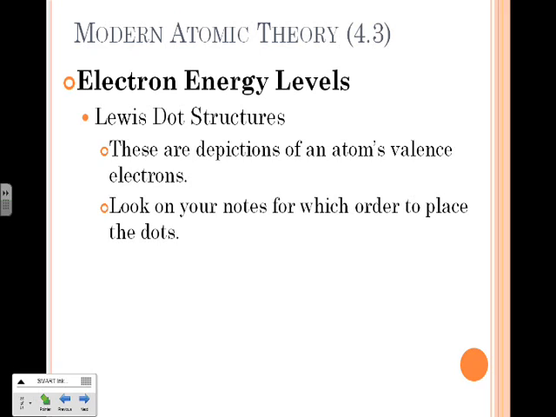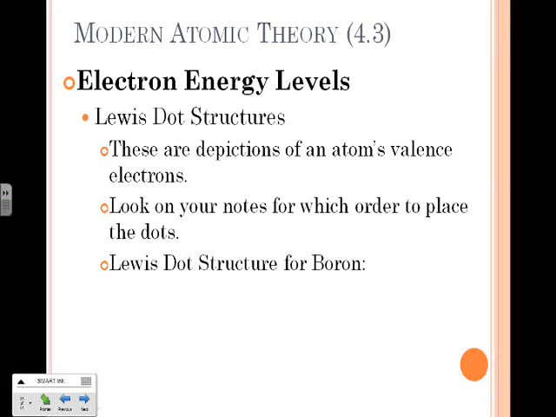Now, on your notes, you should have a box, and it shows you the order to put your dots for the valence electrons. However, I am not picky, so you don't have to put them in this exact order. Just make sure you put 1 on each side before you start doubling up. That's going to be the only rule. Now we're going to take a quick look at an example for the Lewis dot structure for boron and show you how to draw that.